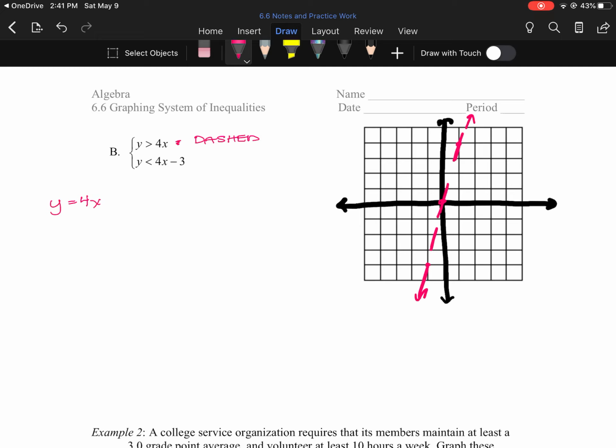All right, so for this problem, we cannot choose the ordered pair 0, 0 because our line goes through that. So I'm going to pick any other point. I'm going to pick 1, 1. And 1, 1 was to the right there. So that means I need to shade the other side because 1 is not bigger than 4.